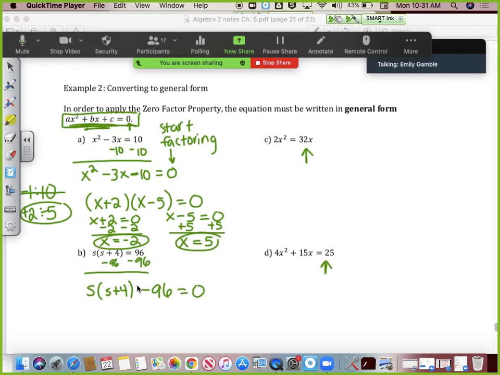Now this one's kind of interesting because it almost looks like it's factored already, and then there's this minus 96 thing. So the first thing I'm going to do is actually do the opposite of factoring and distribute, just so I can see what's going on here. So I'm going to multiply out s times s plus 4, and I get s squared plus 4s minus 96 equals 0.